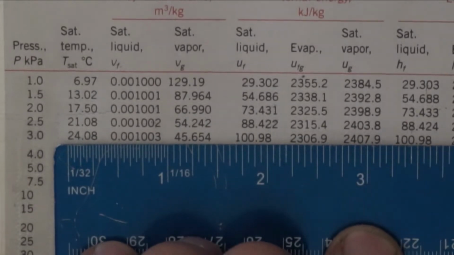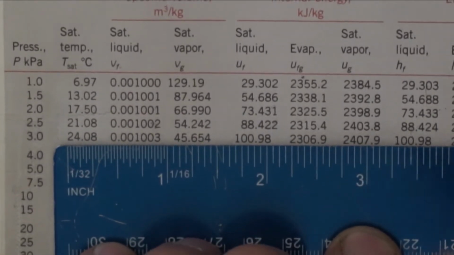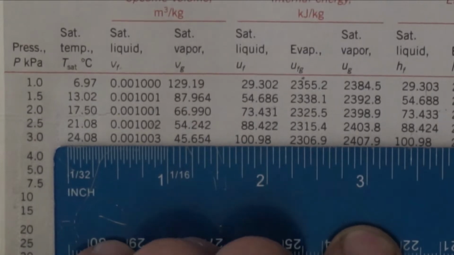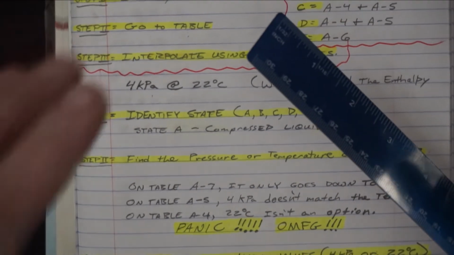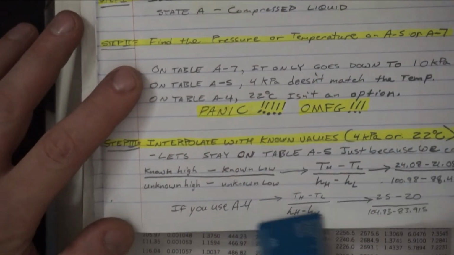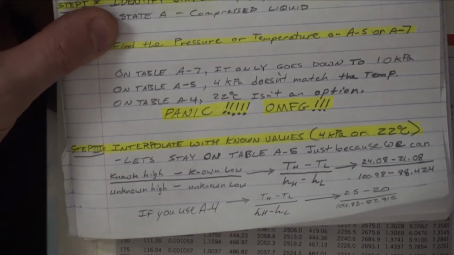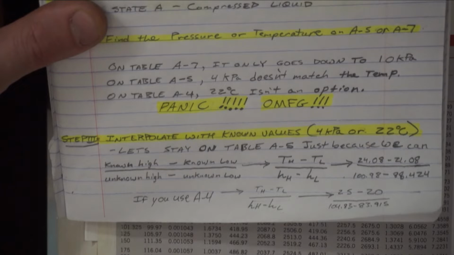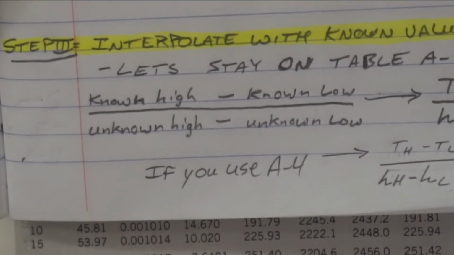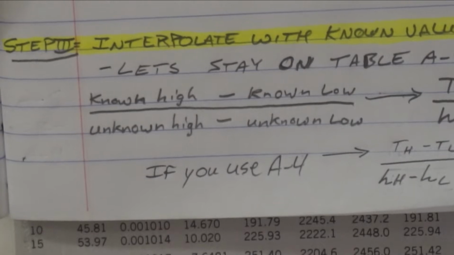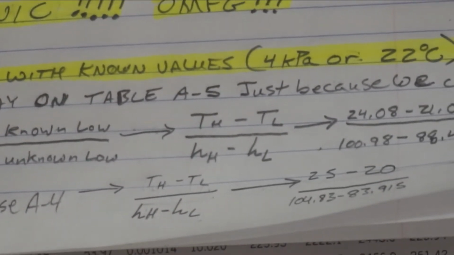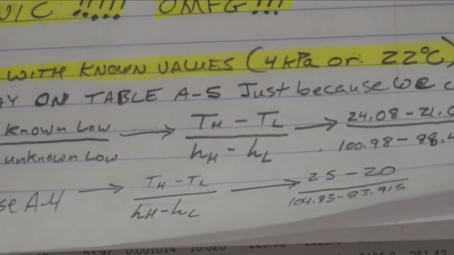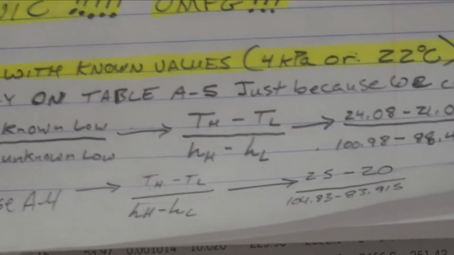So now that we have a state, which is liquid, we go to the liquid table, water. And we interpolate. And this is how we do it. Right here. This is what we're looking to get to in the end state. Known high, known low, unknown high, unknown low, which turns into, we know the temperature, but we don't know the enthalpy. TH is whatever the number is above what we're looking for.